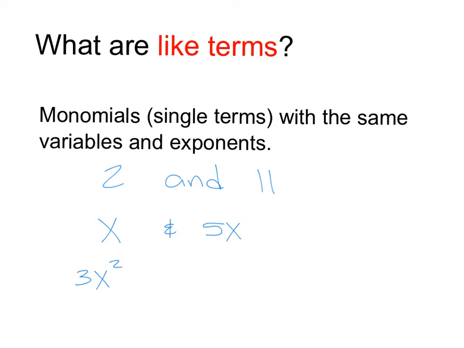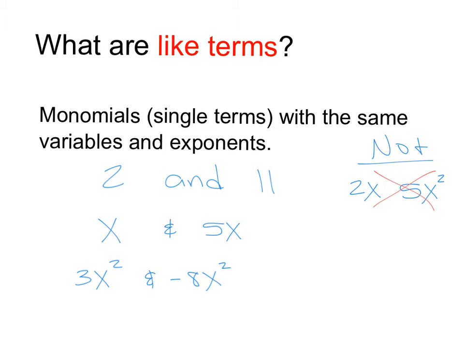3x squared and negative 8x squared. They both have an x squared. Not like terms would be 2x and 5x squared because the exponent is different, so these are not like terms, right? So that would be a no, right?